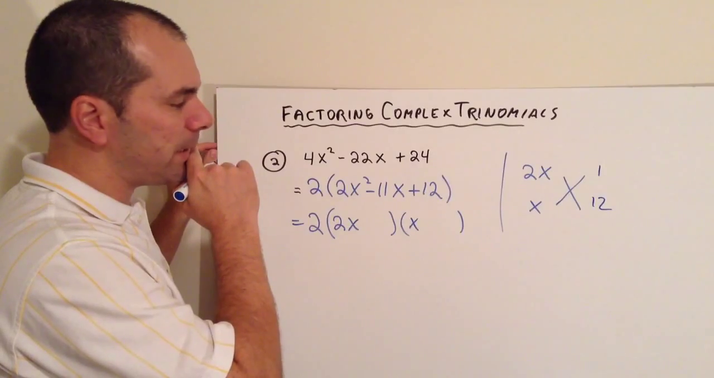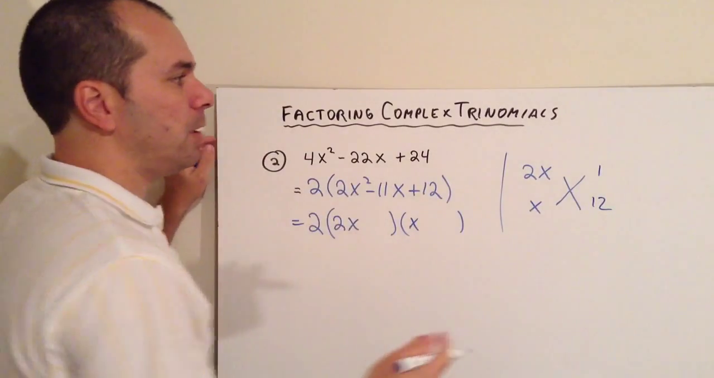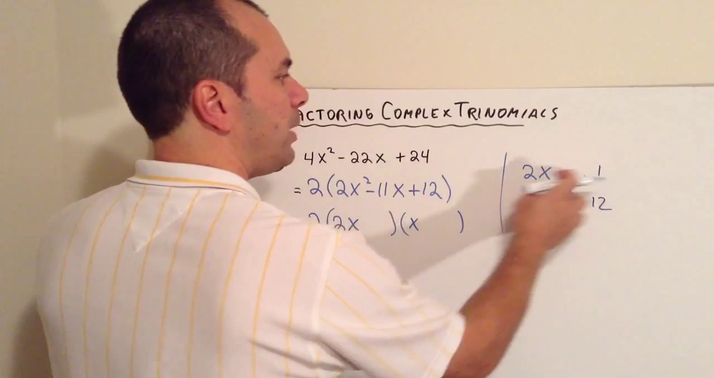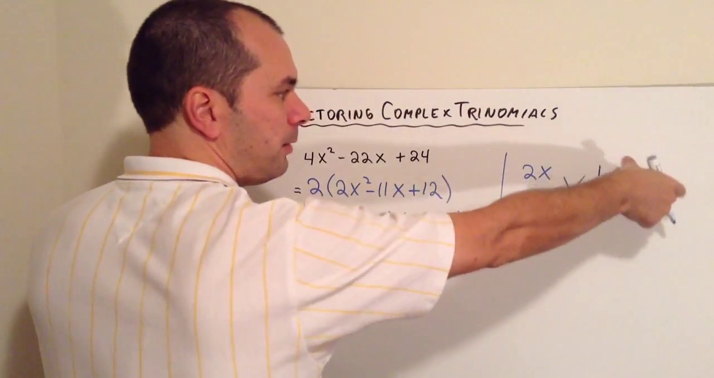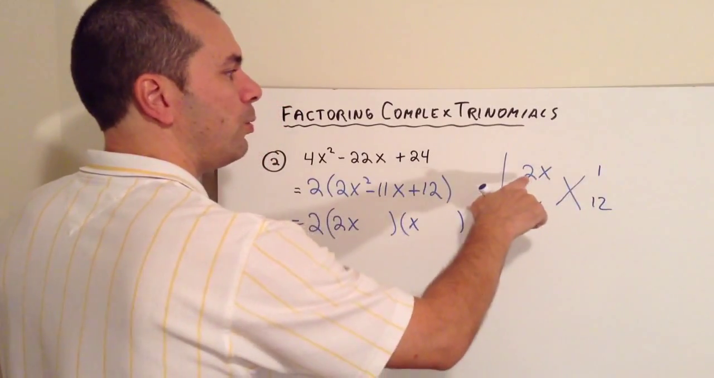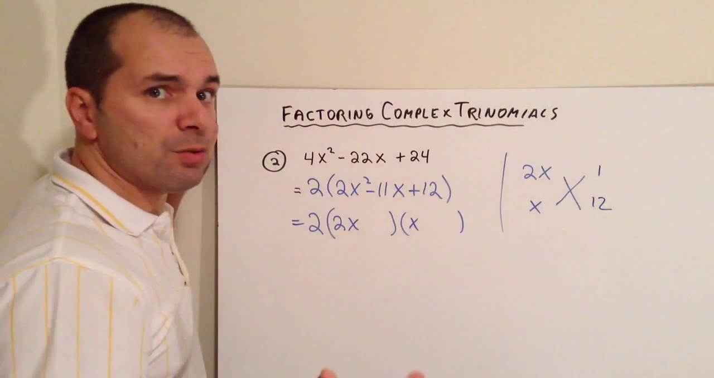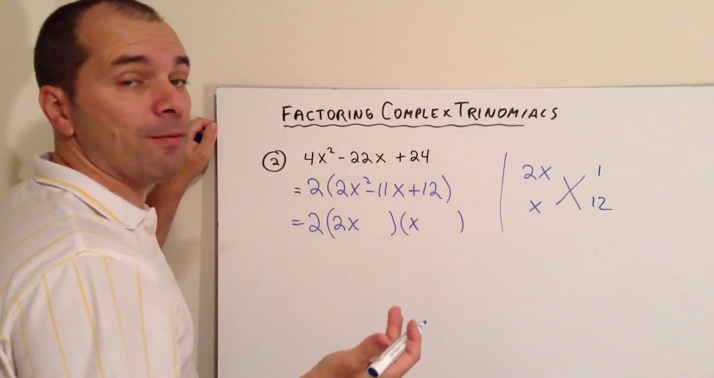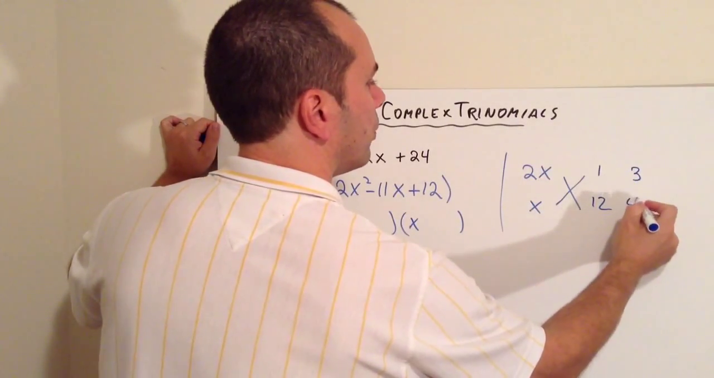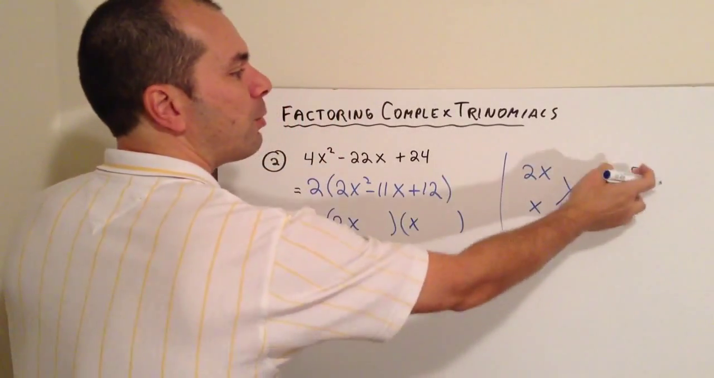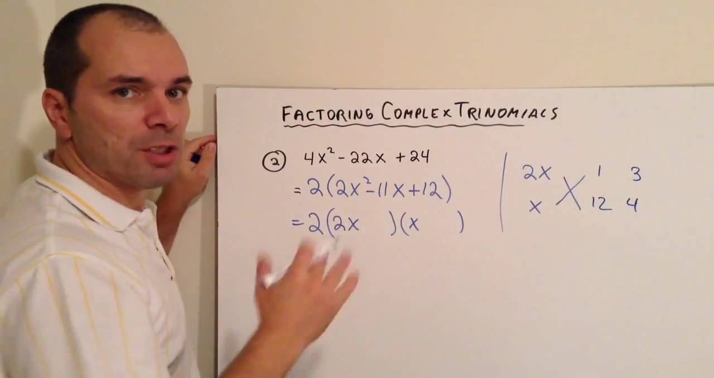So I'm going to try 6 and 2. So 6 and 2. But 6 would have a common factor with 2. So I don't need to try it. And if I flip it around, so 2 and 6, well 2 will have a common factor with 2. So I don't need to try that either. Okay, so there's 3 and 4. Well, 3 and 4, this could work. 4 and 3 would not work because 4 has a common factor with 2. So I don't have to try it.